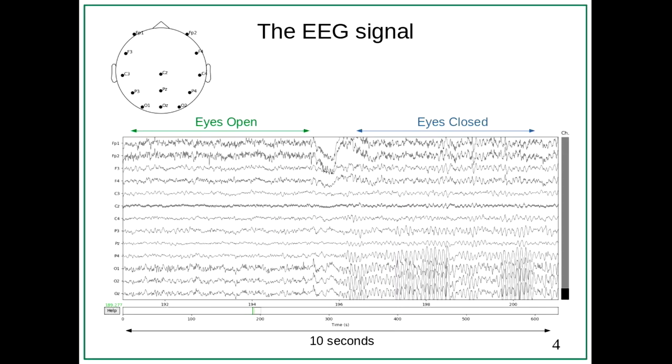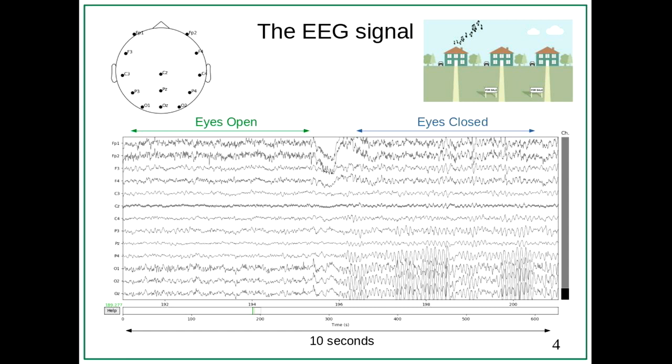This is an example of EEG signal. For the first 5 seconds, the participant has the eyes open, and for the last 5 seconds the participant has the eyes closed. So the signal properties, as you can clearly see, change depending on what people are currently doing. This is an internally generated change in the properties of your brain signal.